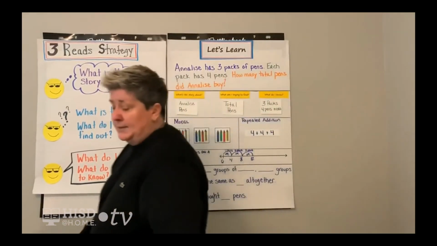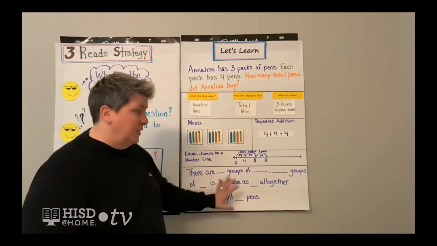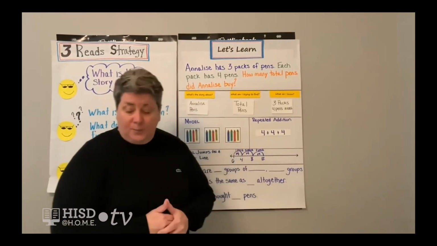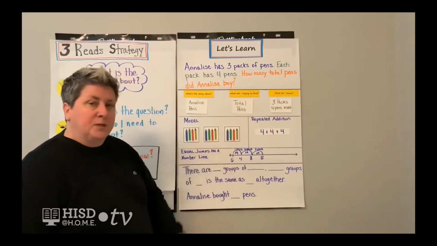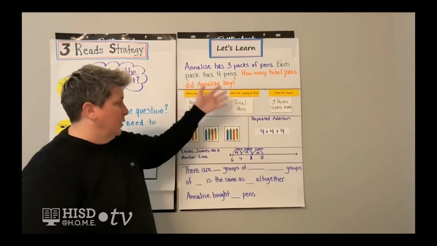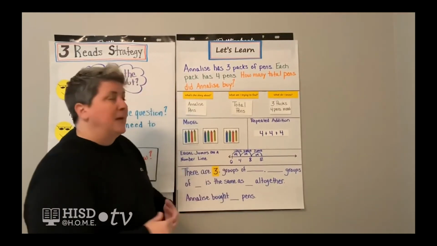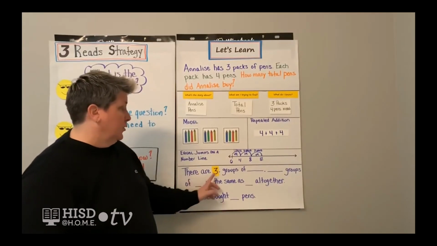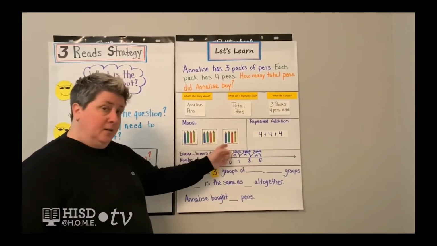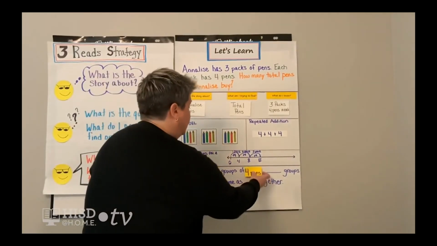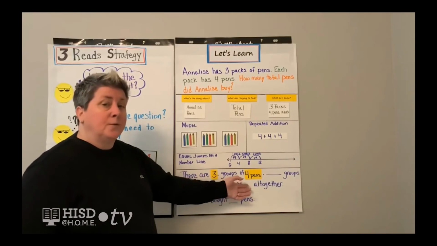So let's go ahead and take this one step further and let's describe, using our sentence here, what we did. So boys and girls, on your paper, I need you to go ahead and start writing. There are, how many groups did we see when we read our word problem? If you said 3, that's correct. We had 3 packs of pens. So there are 3 groups, and how many pens were in each group? Do y'all see it here? If you said 4 pens, that's correct. So our first sentence says, there are 3 groups of 4 pens.